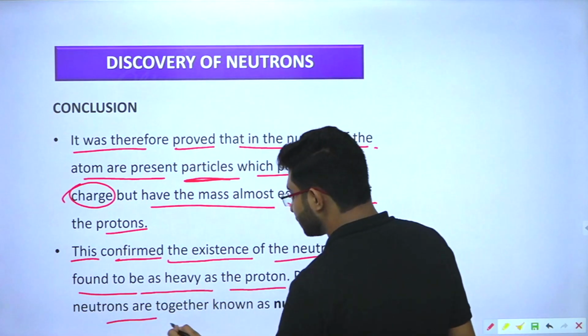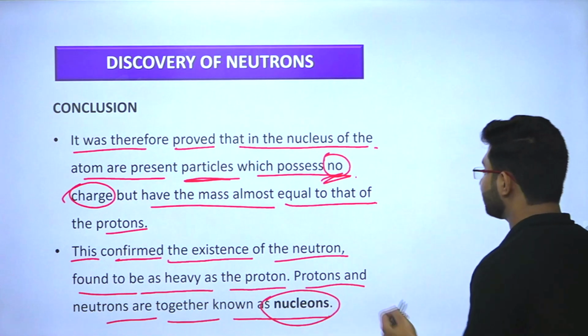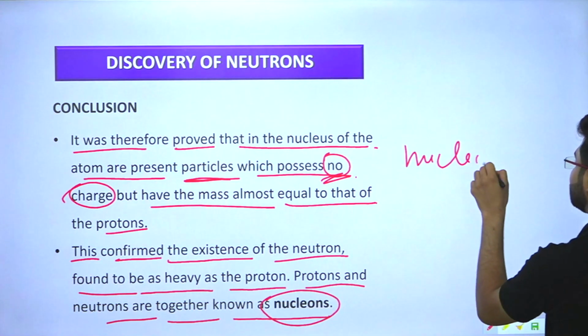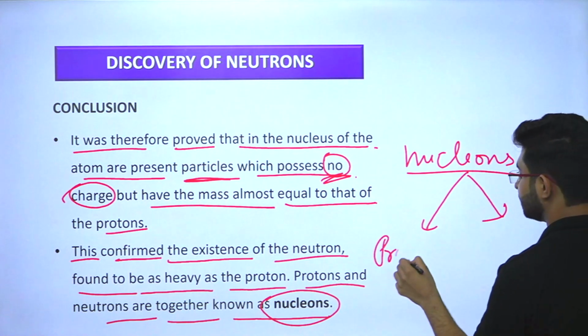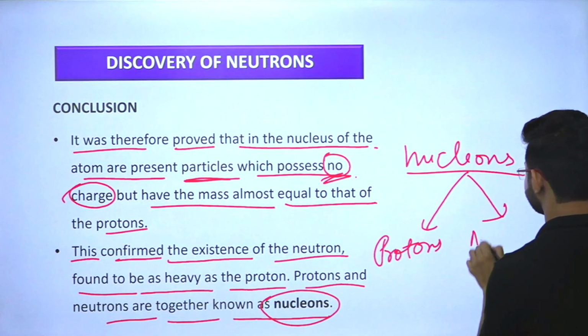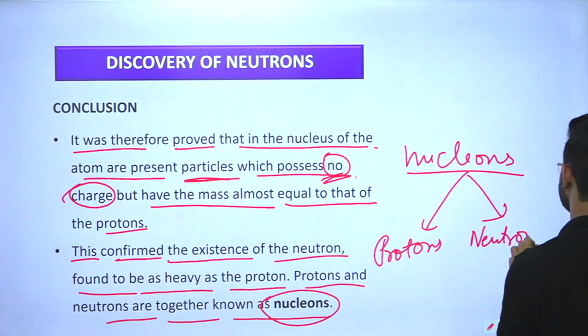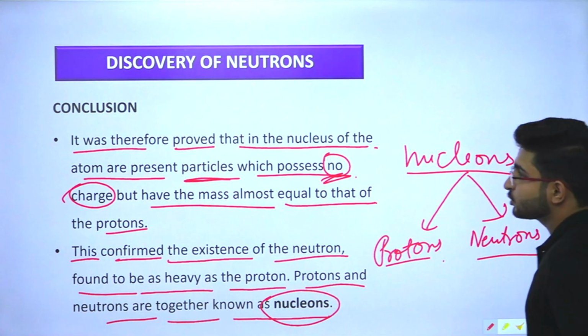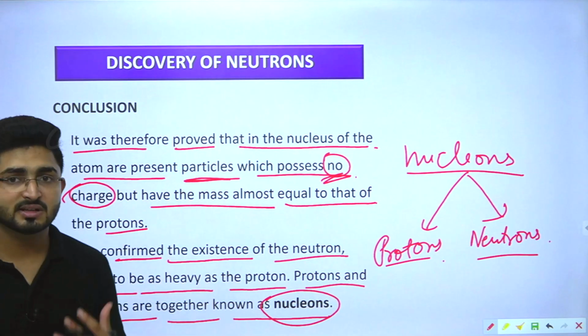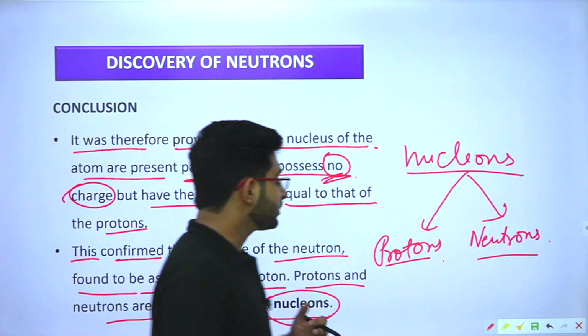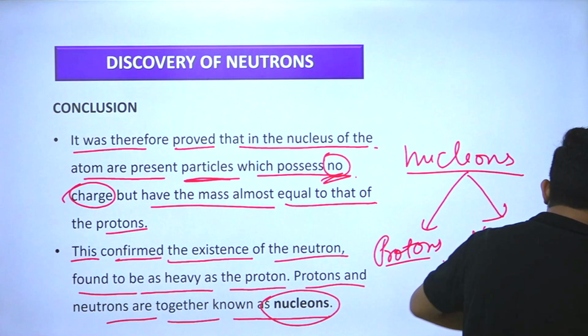Protons and neutrons together are known as nucleons, the name we gave to protons and neutrons in the combined form. So this was the discovery of neutrons, and James Chadwick discovered neutrons. We have studied almost all the points about neutrons. Now we are going to study the properties of neutrons.